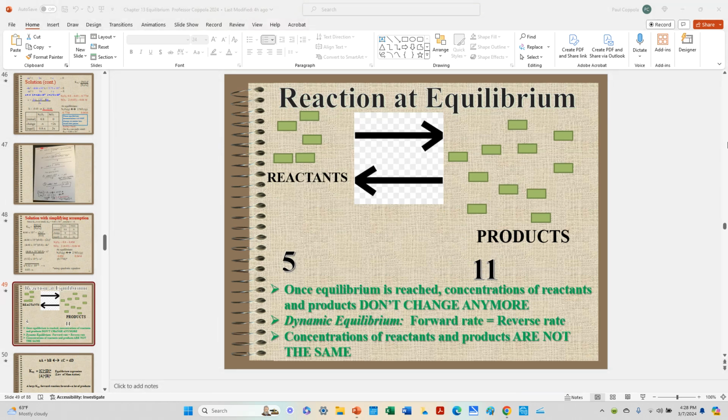Alright, on this slide, which is slide 49, it's a very nice picture to help you with those 3 properties that I told you occur at equilibrium. Once you're at equilibrium, concentrations of reactants and products don't change anymore. But it's a dynamic equilibrium. Every time one goes this way, another one goes that way. And so the net effect is there's no change in concentration, and you can see the concentration of the reactants is not equal to the concentration of the products.